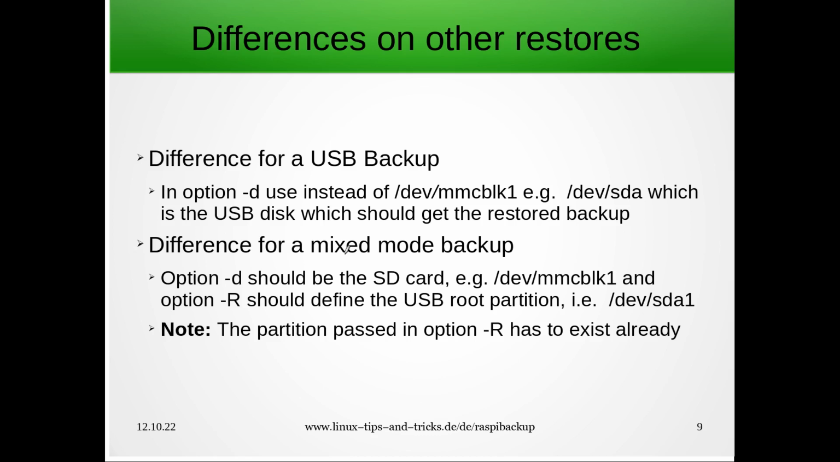And for mixed mode setup backup, you have to use the SD card for Option-D and the USB partition, root partition for Option-R. You can see it's a partition because it's now ending with a number. If it's the device, it just ends with a letter.